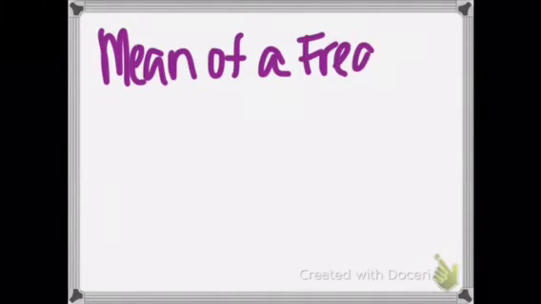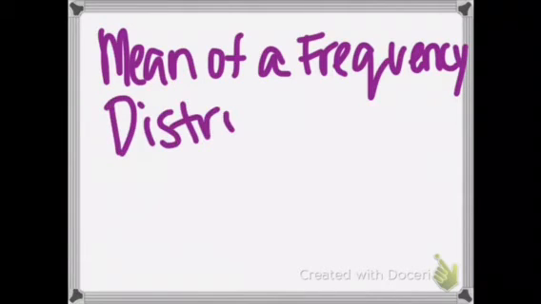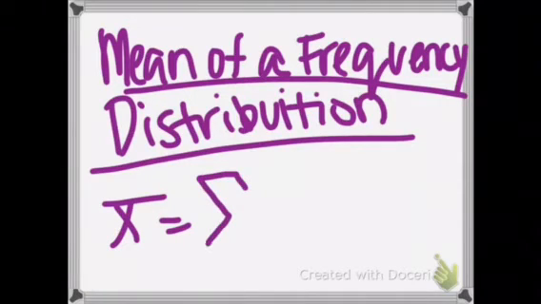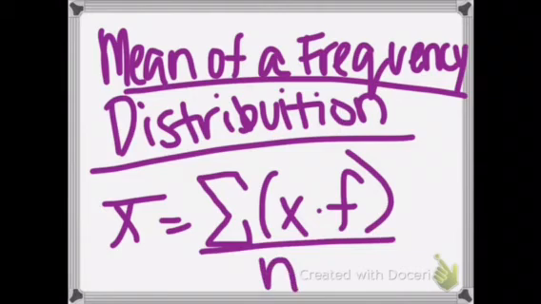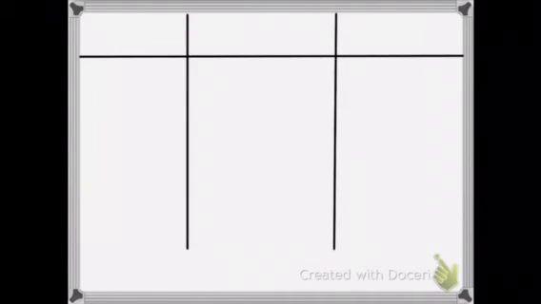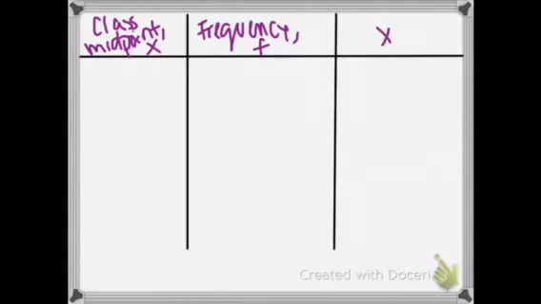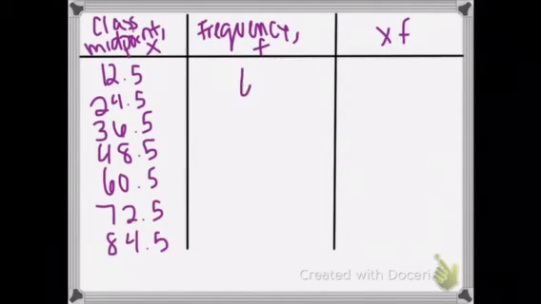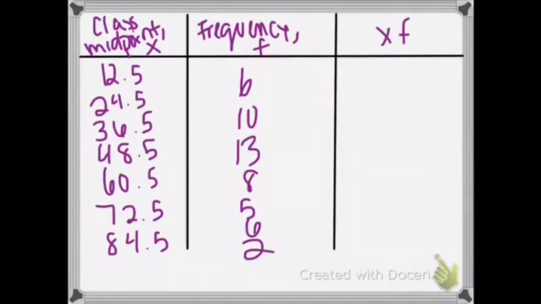The mean of a frequency distribution for a sample is given by the formula x-bar equals the sum of x times f over n, where x and f are the midpoints and frequencies of a class. So we are going to draw another data table, and on the left-hand column we are going to have x, and in the middle column we will have the frequency, and then we will have on the right-hand column x times f. We are going to do basically the same thing as in the last problem, just a little different.